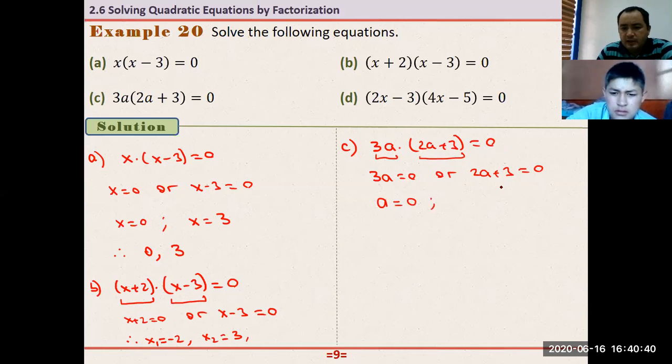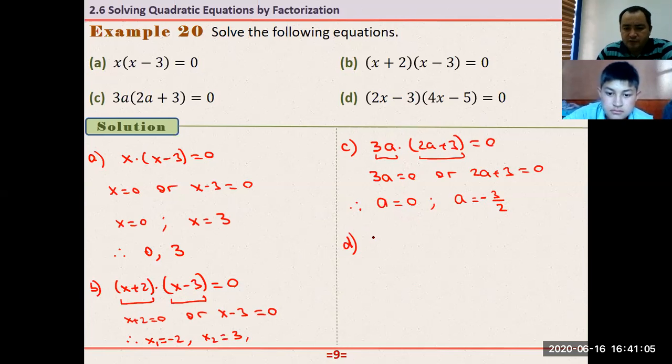And here, you know how to solve this. Take the 3 to the right hand side as negative 3, and divide by 2. So negative 3 over 2. These are the roots of the given equation. So it has 2 roots, which are 0 and negative 3 over 2. Okay? Okay. D. How about D?